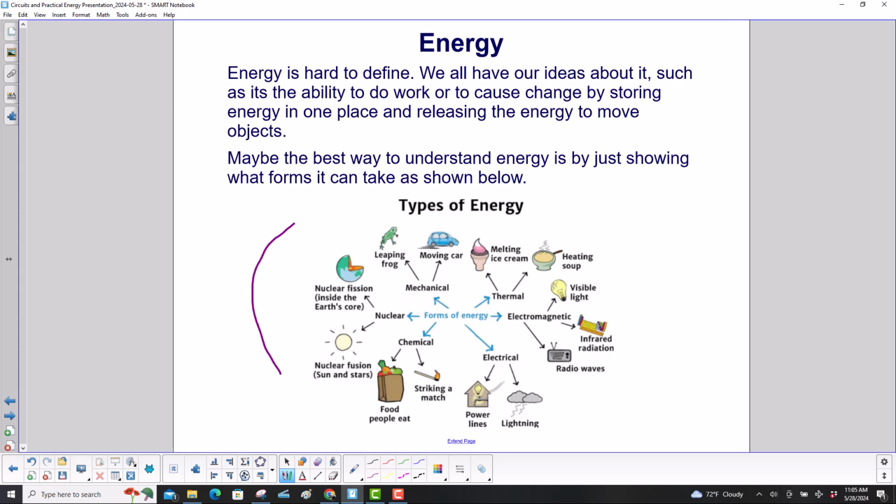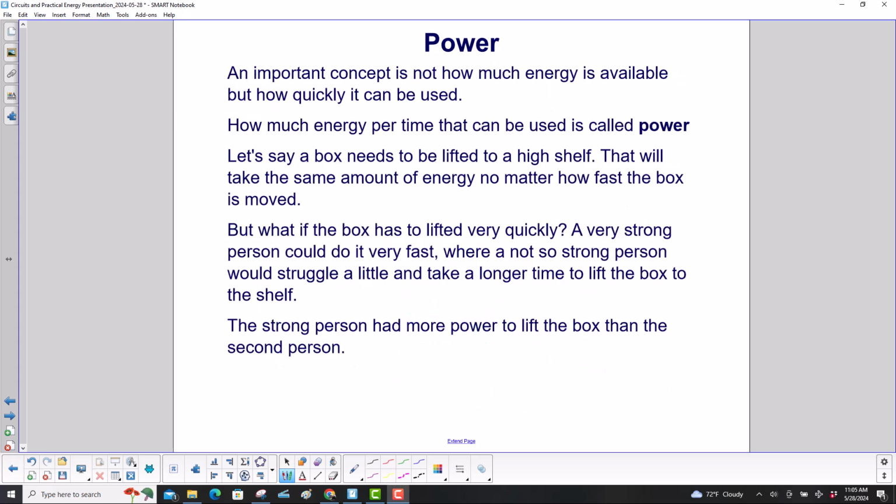So if you'd like, please pause the video here and just look at the various types of energy. Basically this diagram is showing nuclear, mechanical, thermal, electromagnetic, electrical, chemical, and nuclear. And of course there's other different ways that you can organize it. An important concept is not how much energy is available, but how quickly it can be used. How much energy per unit time that can be used is called power.